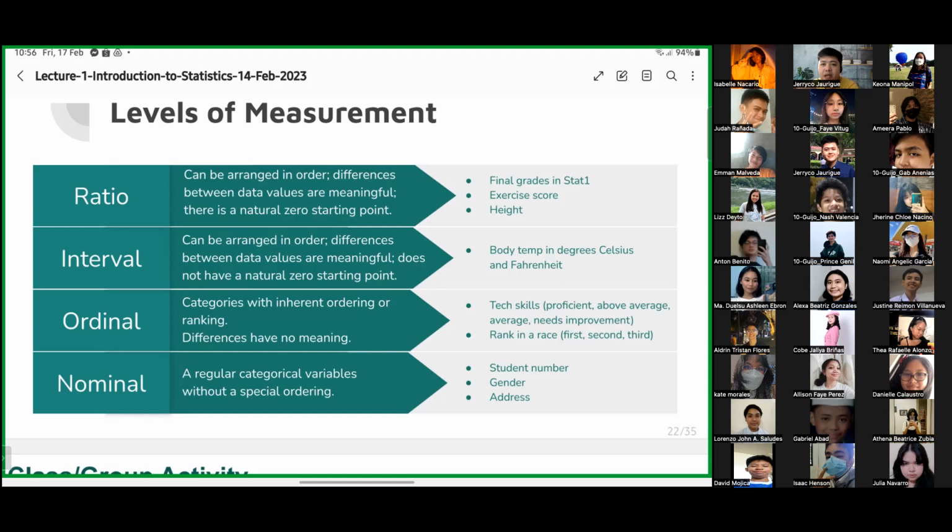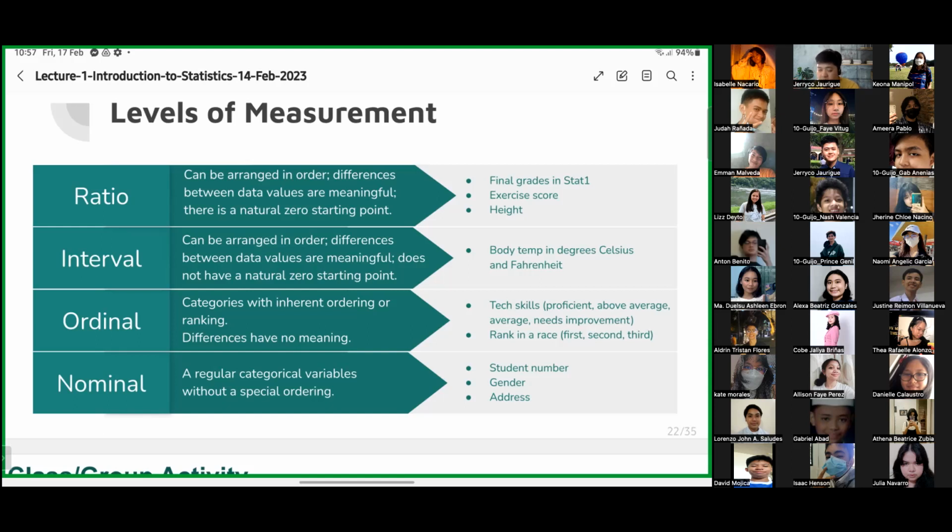Now, the moment na magkaroon na ng natural ordering doon sa pagbibigay mo ng pangalan, right? So, for example, tech skills. Technological skill, pwede siyang proficient, above average, average, needs improvement. It gives name to your skill and at the same time, they can be naturally arranged. Rank in the race: first, second, third. Again, these measurements give name to your position and at the same time, they can be arranged. All right, so that's ordinal.